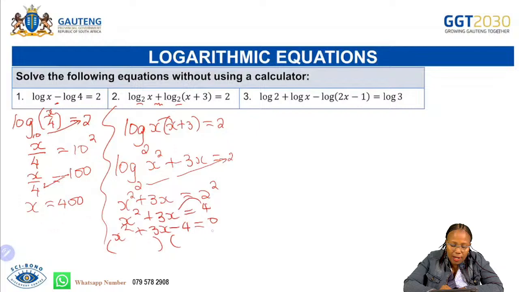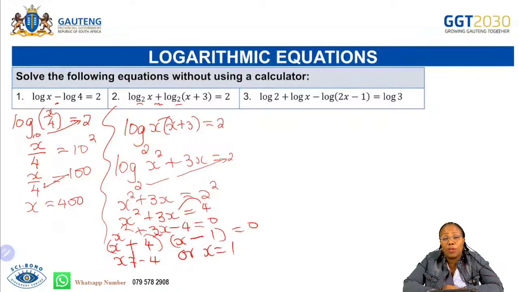Then you factorize. Factors of 4, when you subtract, you get a 3, that is 4 and 1. And then you share your x squared, xx. The middle term is plus 3, that means 4 must be positive and 1 negative. Therefore, x is equal to minus 4, or x is equals to 1. Then x cannot be minus 4, because the log of a negative number will be undefined there.